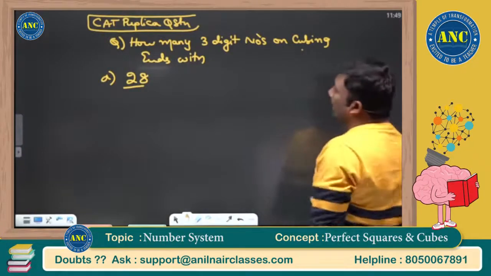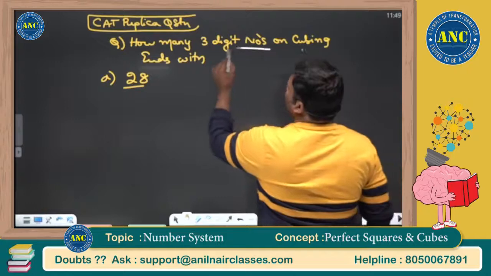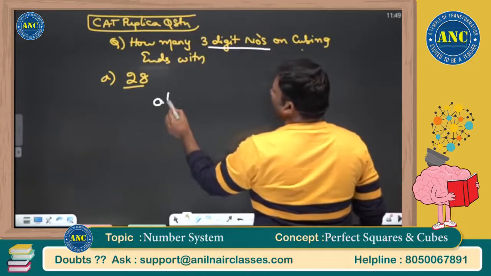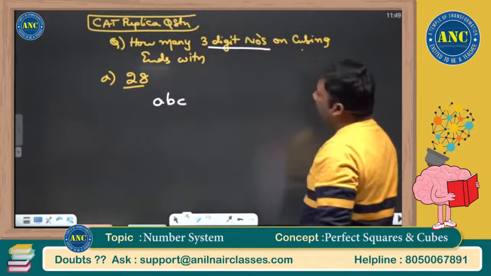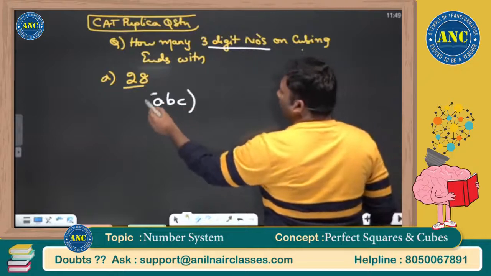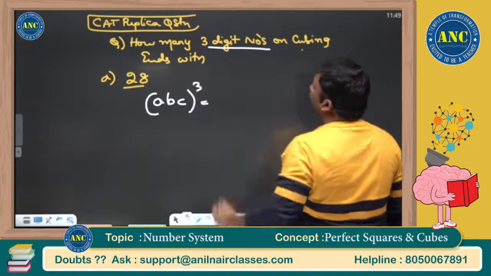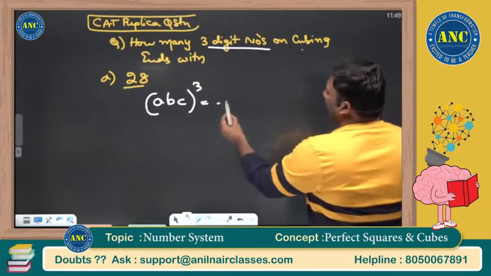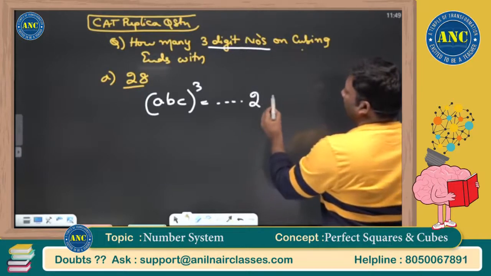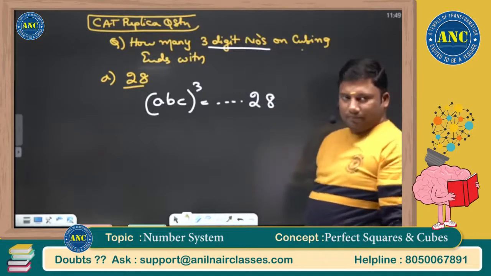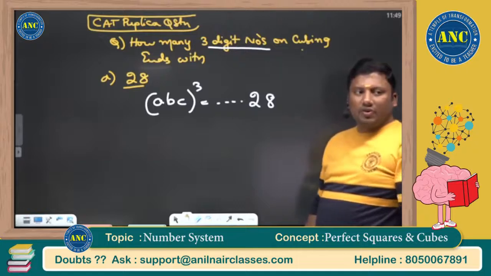First, let me read the question. He is saying that there is a 3-digit number. Let me call the 3-digit number ABC. On cubing, it is ending with which number? It is ending with 28.